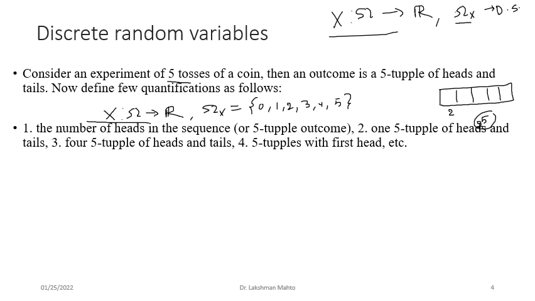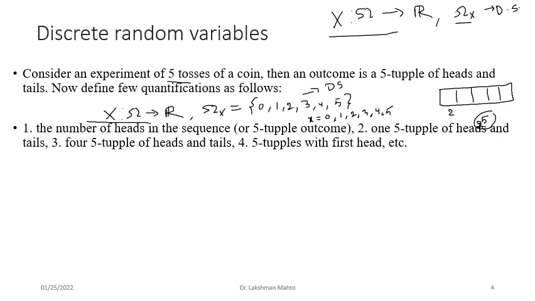Each value of this one we can represent by a small letter x correspondingly. Like x equal to 0 or x equal to 1 or x equal to 2 or x equal to 3 or x equal to 4, x equal to 5. That criteria, x equal to 0 is one observation of this x, x equal to 1 is another observation of this x, likewise. So here x is a proper random variable and it is a discrete random variable, because this set is a discrete set.